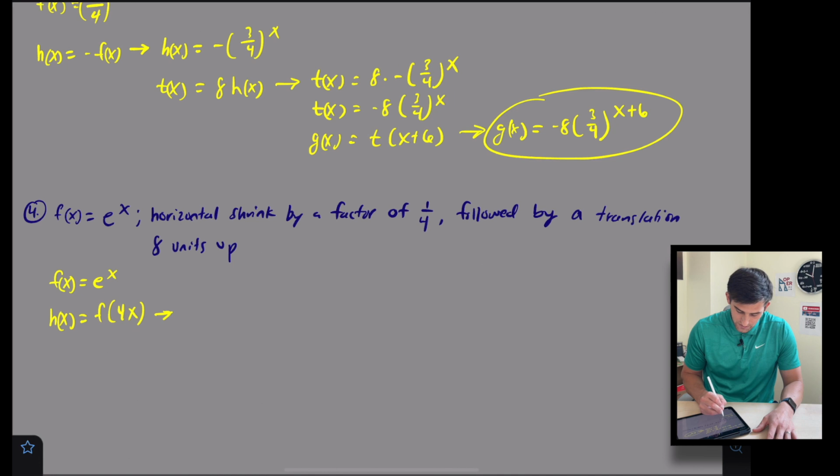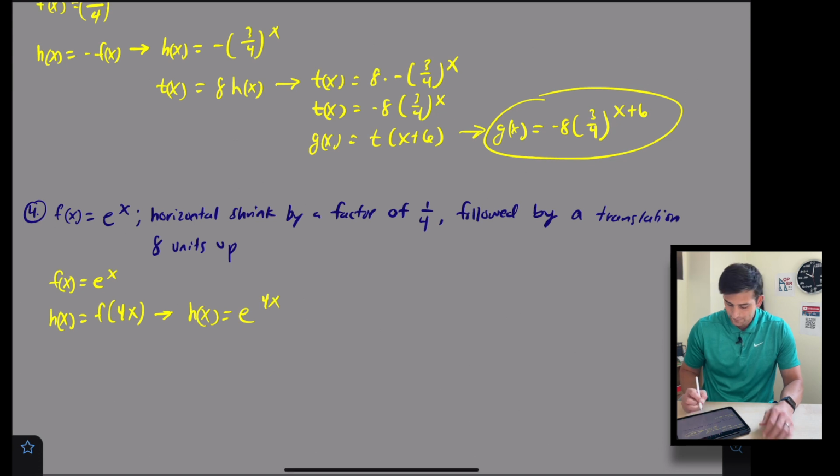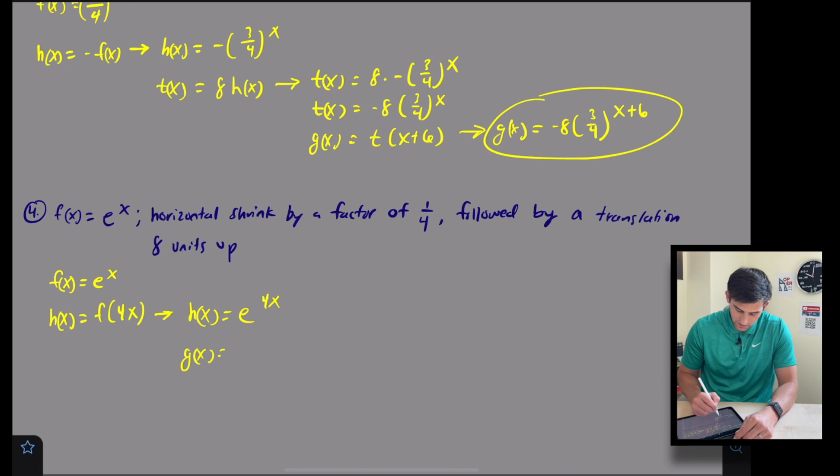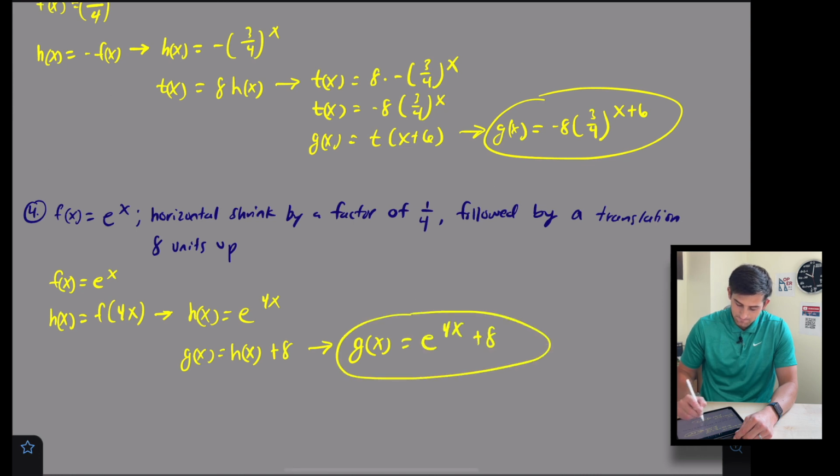So now we can proceed and say that the h of x would be equal to e to the 4x power. Now we're going to translate 8 units up. So we're going to say g of x is equal to the h of x plus 8. And that would give us our final equation of g of x equals e to the 4x plus 8.